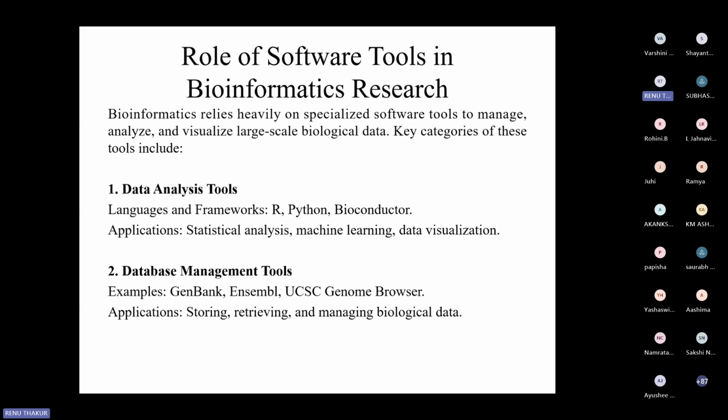So database management tools are given here, with some examples like GenBank, Ensembl genome browser, and UCSC genome browser. These database management tools are used for us to store data or retrieve data, and to process it in such a way that it will be helpful for us in later analysis or later research studies.